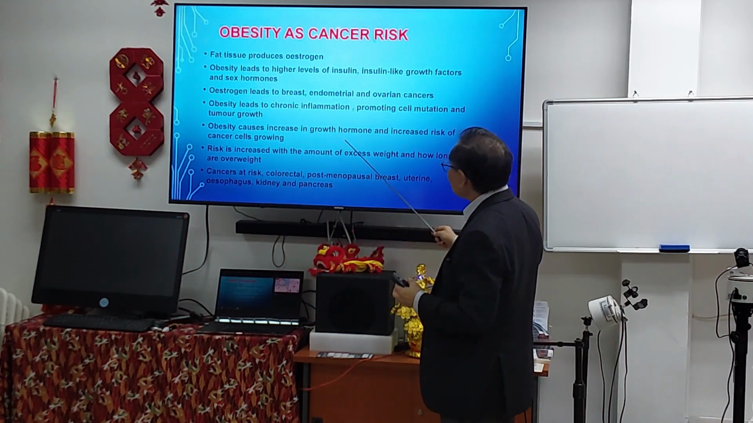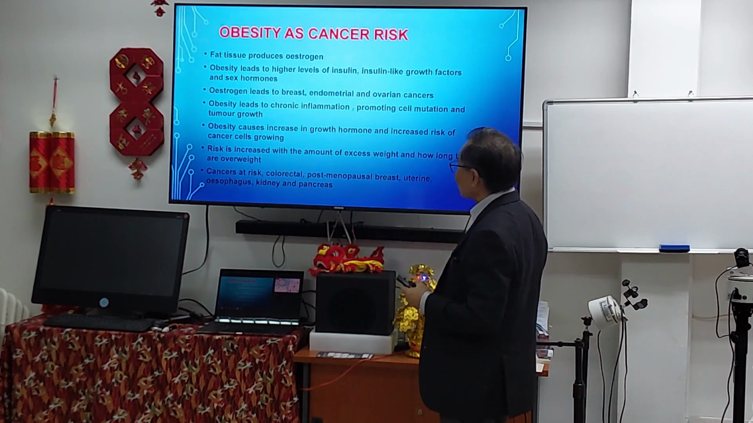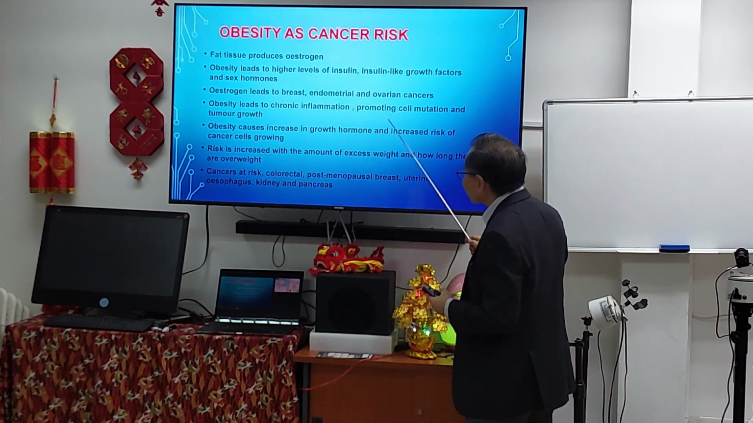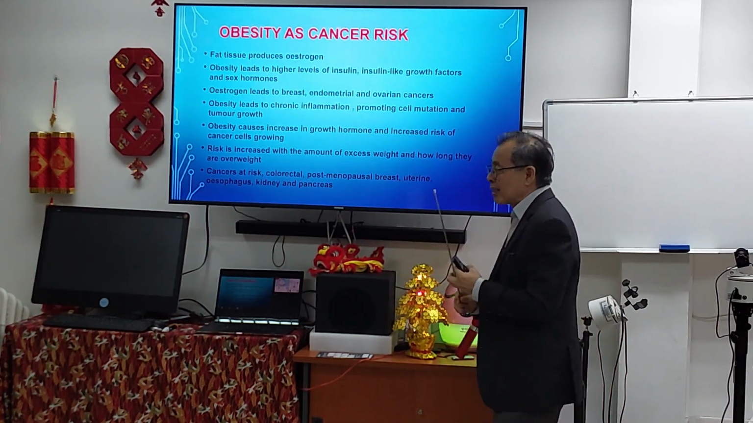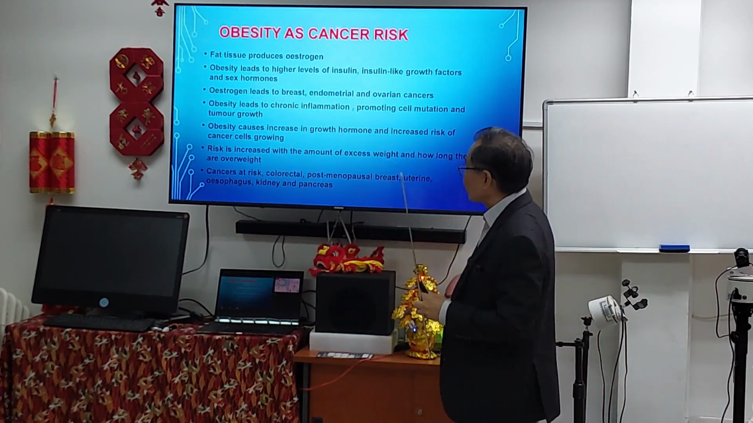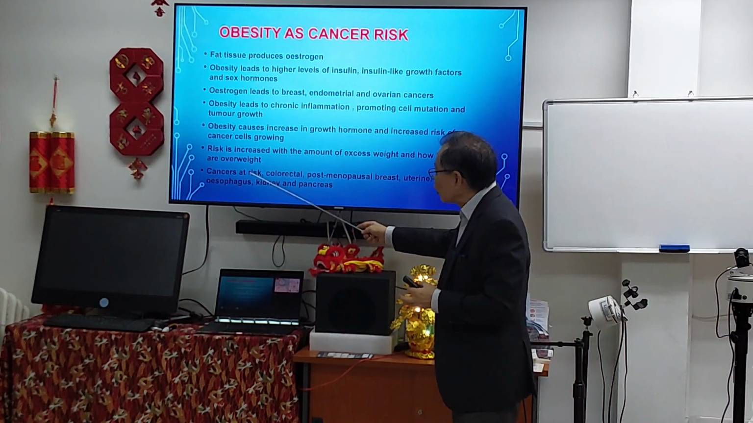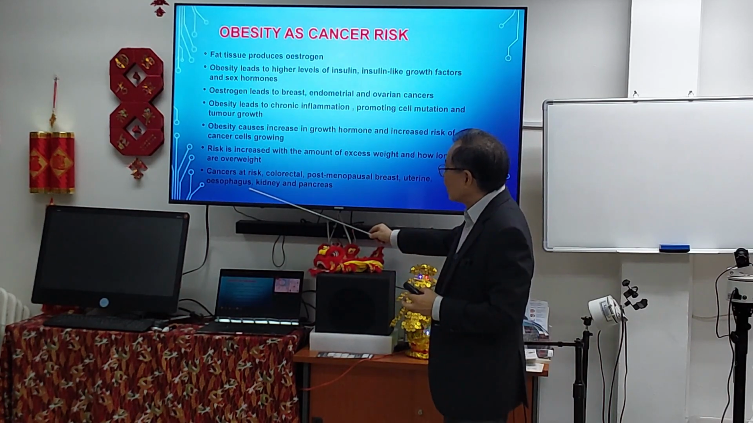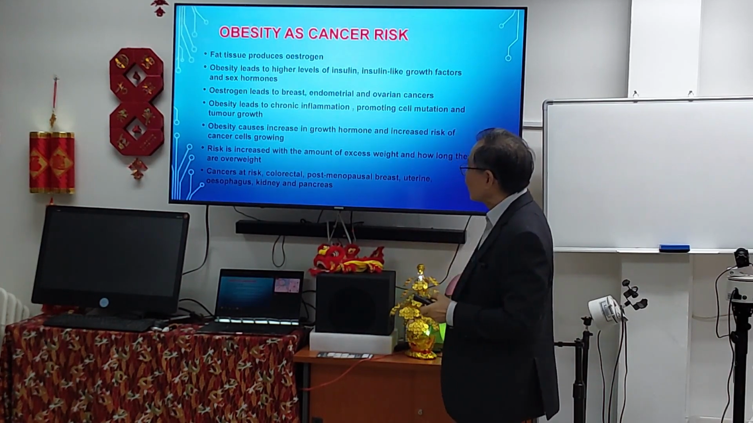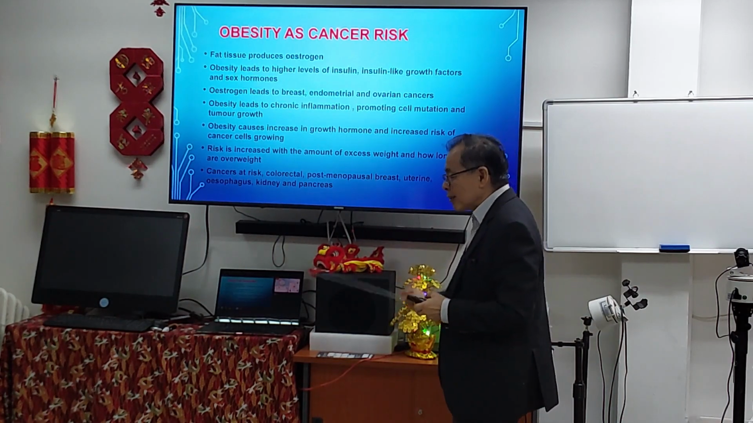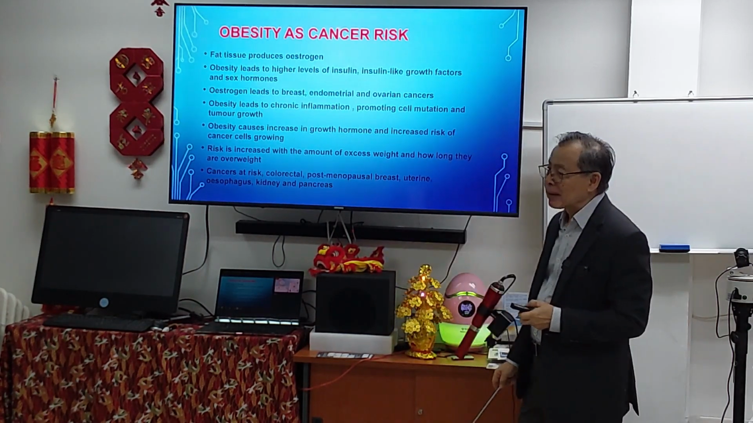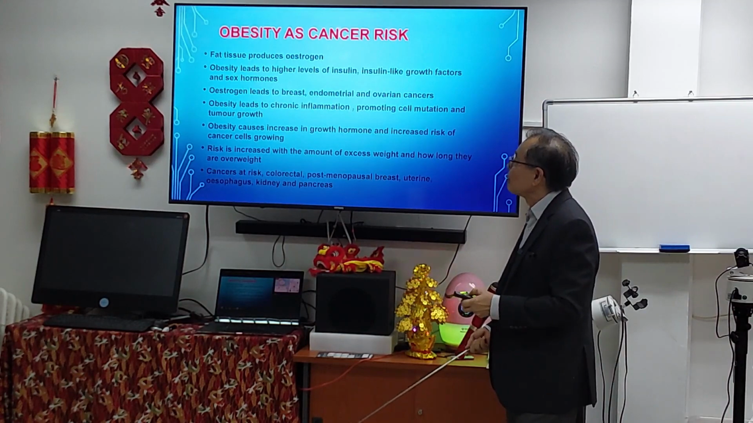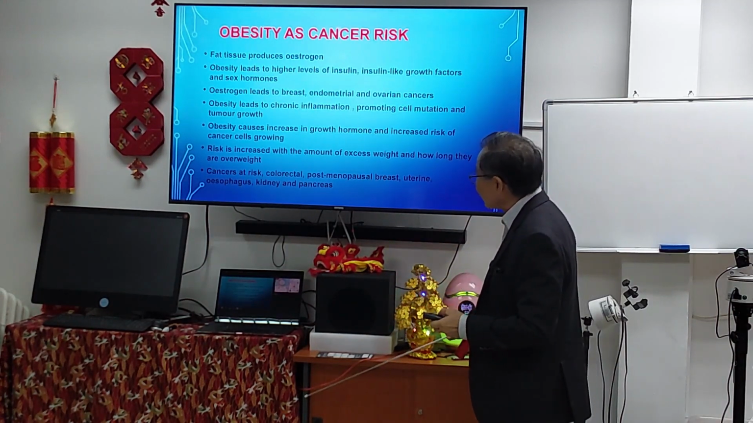Obesity causes an increase in growth hormone and increased risk of cancer cells growing. The risk is proportional to the amount of excess weight and how long you have that weight. So the higher you are, the higher your risk. That's what it means. Especially with these tumors: colorectal, postmenopausal breast cancer, uterine, esophagus, kidney, and pancreas. It's very hard to find pancreatic cancer because it's so hidden and it's not known. People who have pancreatic cancer usually end up dying.